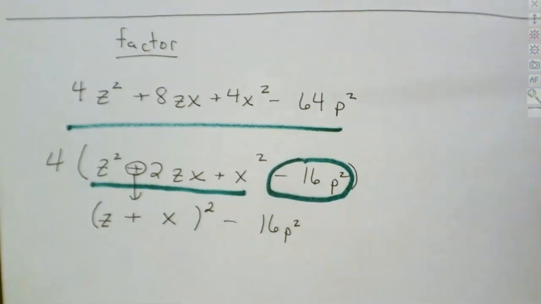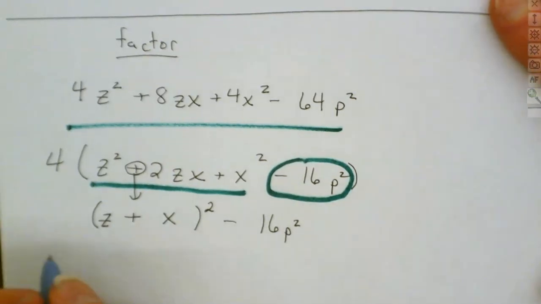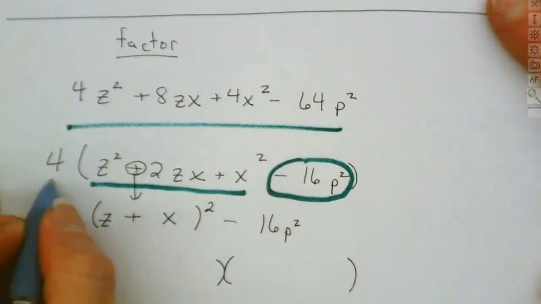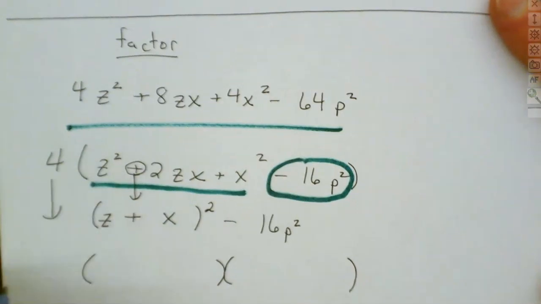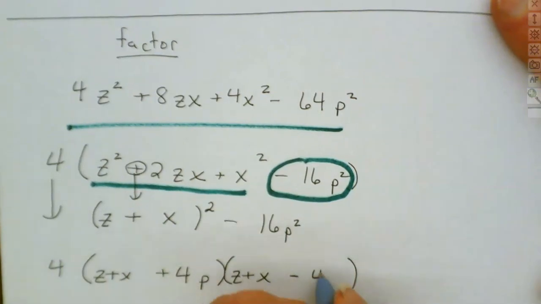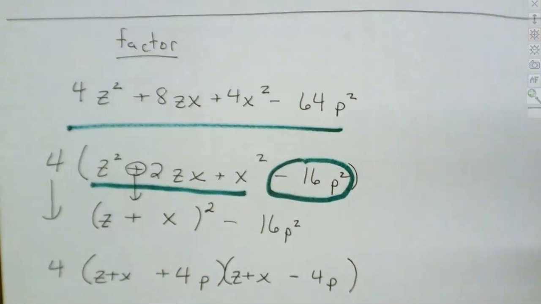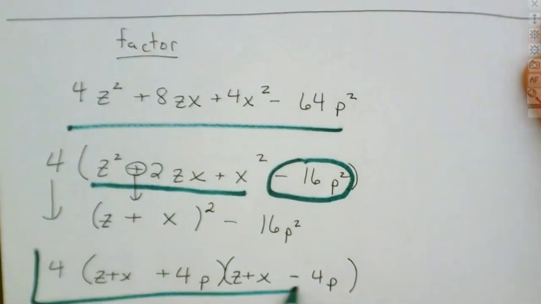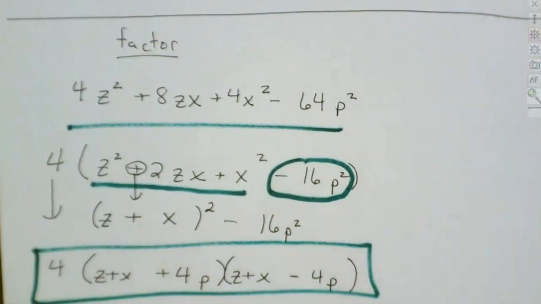Can we go again? Yes, because this is a difference of squares again. So let's write this out as a difference of squares. And don't forget to bring down the 4. So the 4 just stays in front of it all. And this splits up into plus and minus, z plus x, z plus x. And 16 is a perfect square of 4, so that's 4 and 4 there. And that is my final, finished, factored answer.